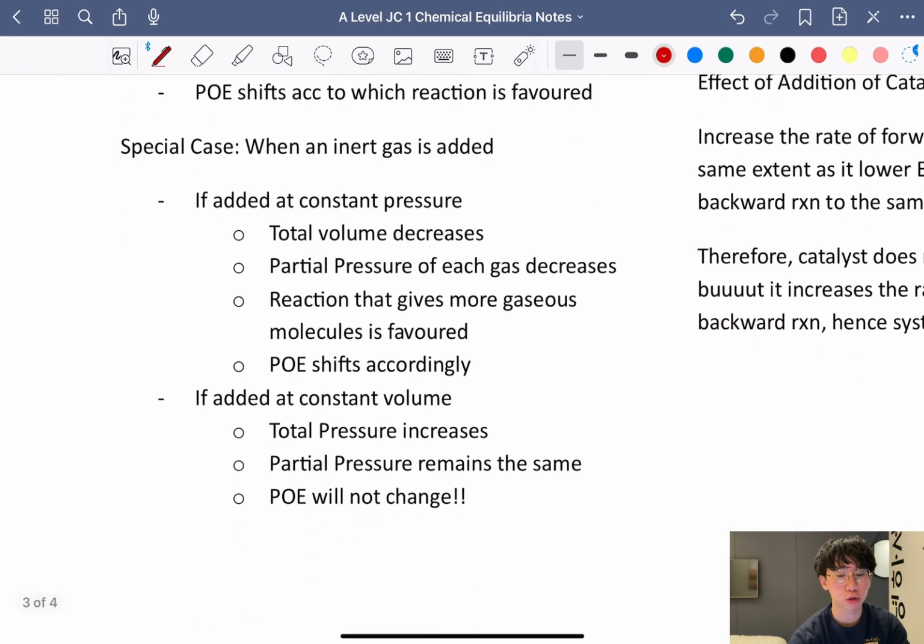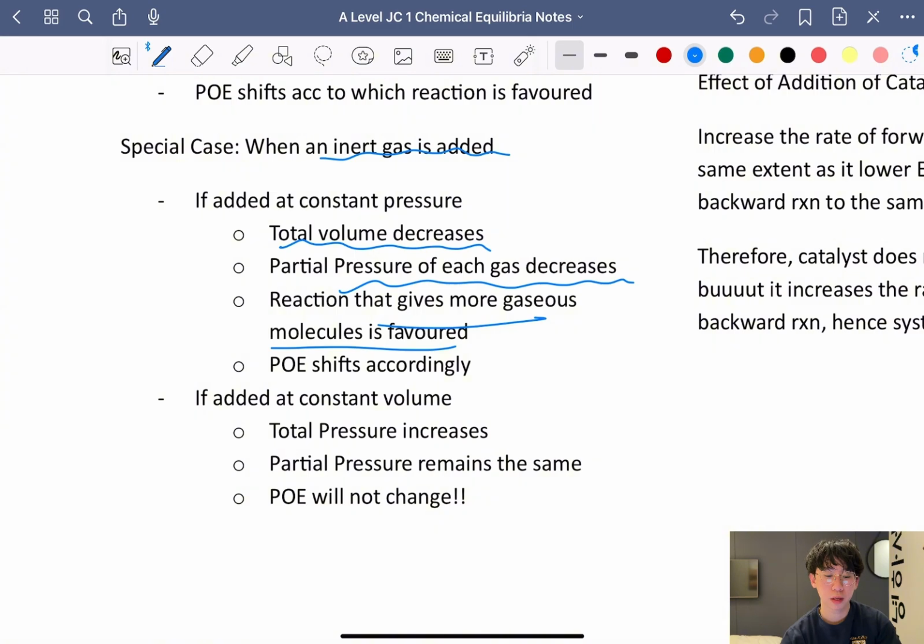Now there is a very special case where an inert gas is added. And this one is a bit confusing. So if I add an inert gas at constant pressure, this means that the total volume would increase. And because of that, the partial pressure of each gas decreases. And the reaction that gives more gaseous molecules is favored. And the position of equilibrium will shift accordingly.